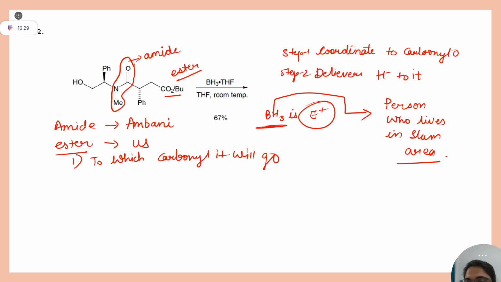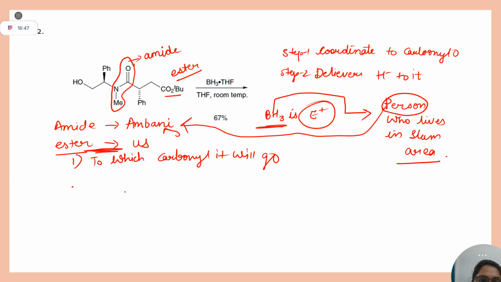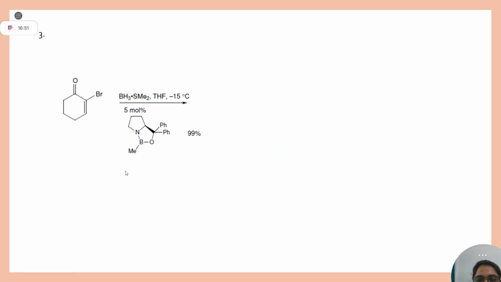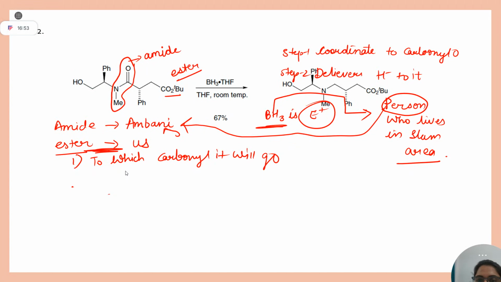So obviously, if this person has to take some help, it will go to the amide. Yes or no? It will not come to us. Given an option, it will go to Ambani only. So that's why I have answered here. The correct answer is that the amide will be reduced. So this is the product. Let me rewrite here. Everything else will be intact.